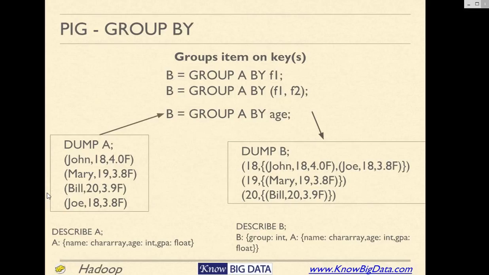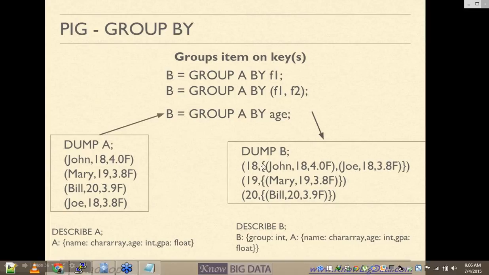So consider that you have this data set A where the format is like this. It contains the name of the person and the age and the GPA of the person. And if you want to group all the people by age, basically you want to find all the people of a particular age and what are their details, you say something like this: group A by age. So it is very simple to write a group query in Pig. So this is what the output is going to look like.